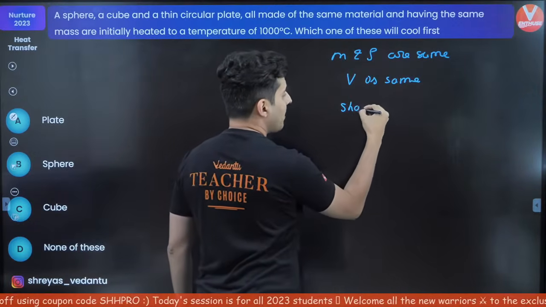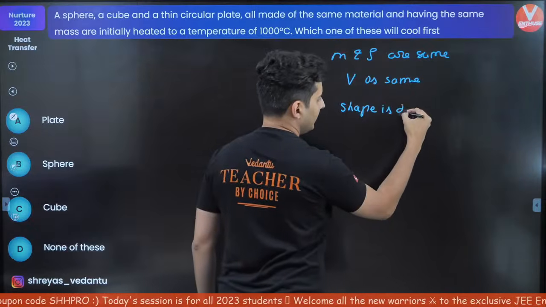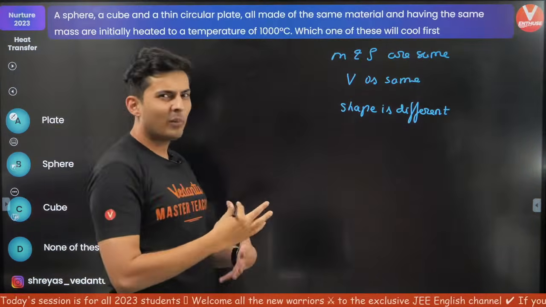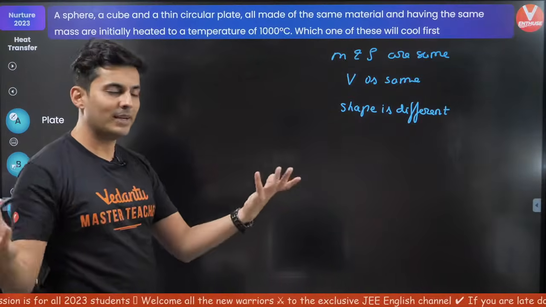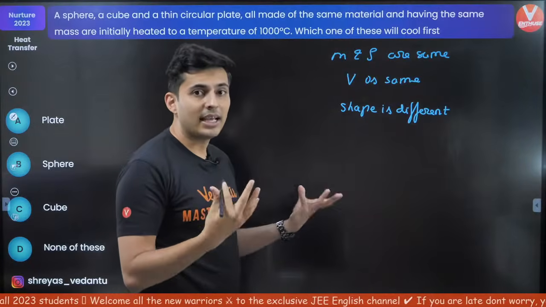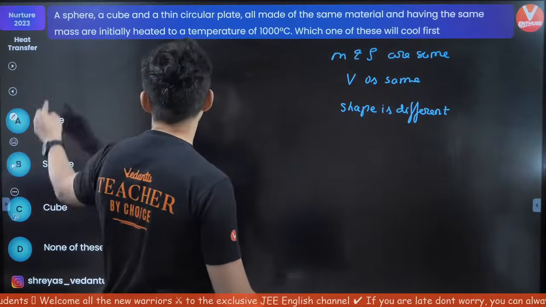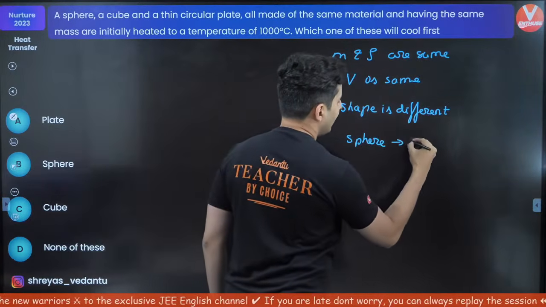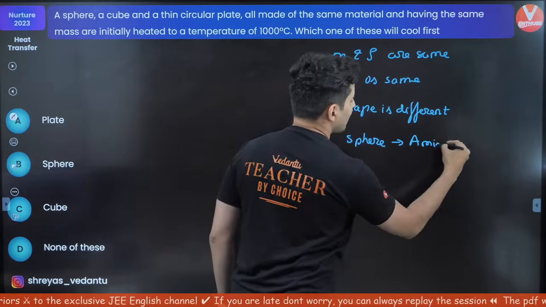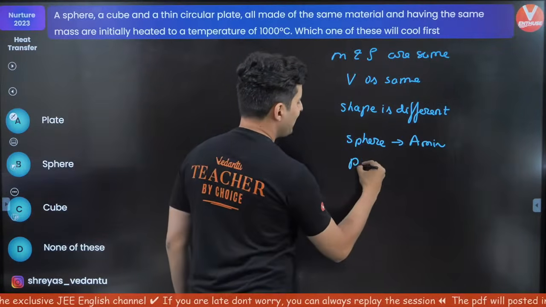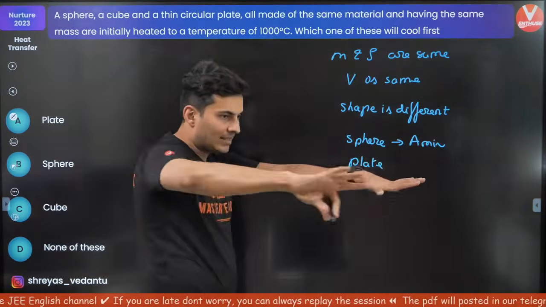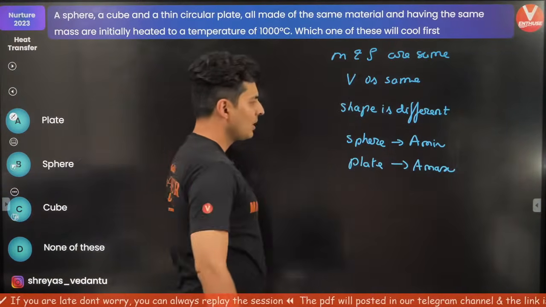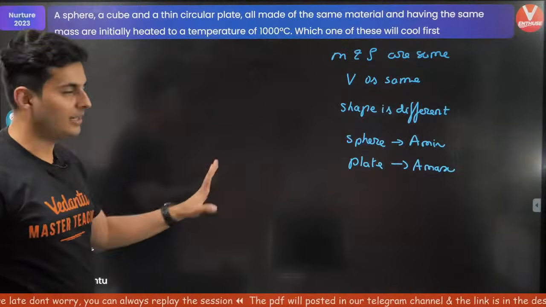But shape is different. And if the shape is different, obviously the area will be different. Who will have the highest area? Who will have the lowest area? Obviously, sphere has the area which is minimum, and the plate, when you make it as a plate, the area is going to be maximum. So it will be one of them only, extremities.